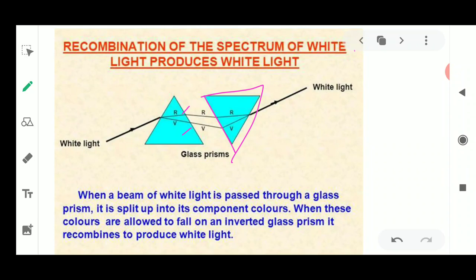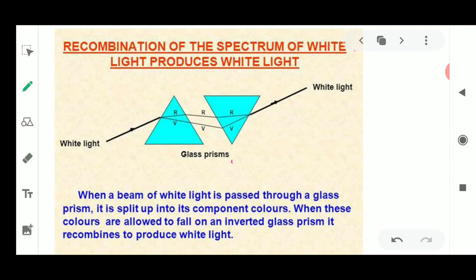So when a beam of white light is passed through a glass prism, it splits into its component colors, and when these colors are allowed to fall on an inverted glass prism, they combine to form white light. So this is about the beam of white light, and this is about the recombination of the spectrum of white light, which produces white light.